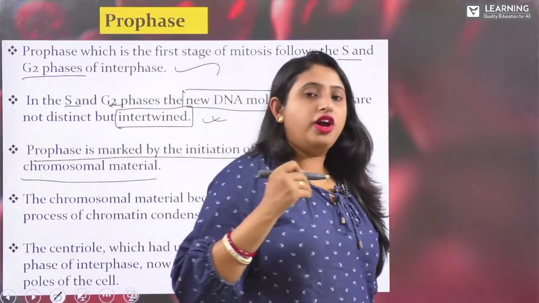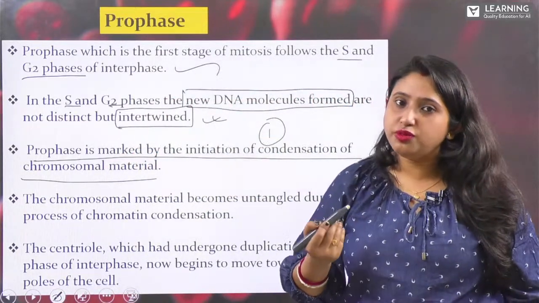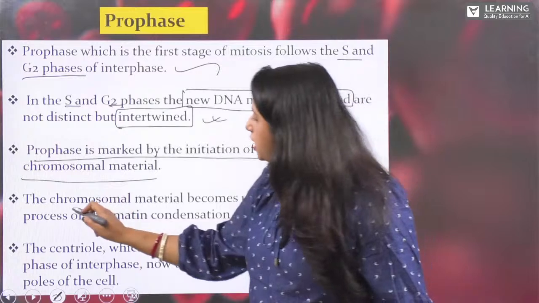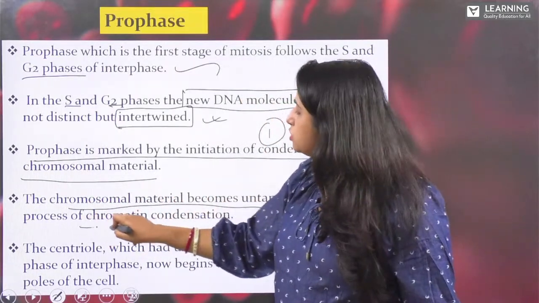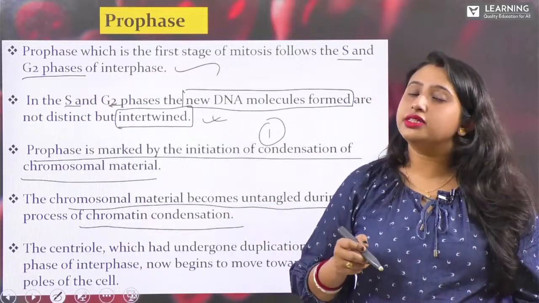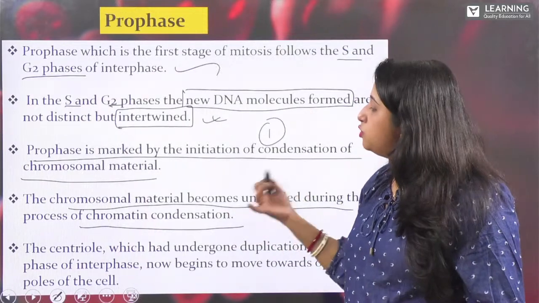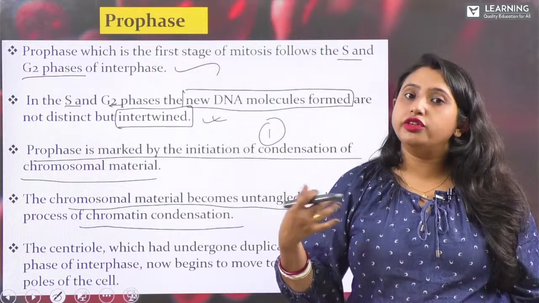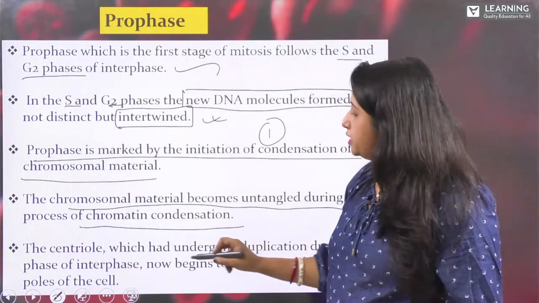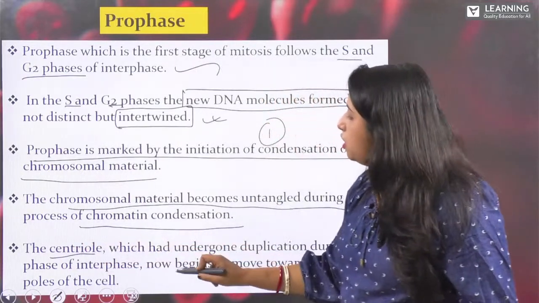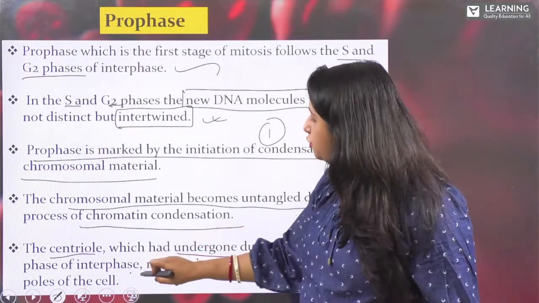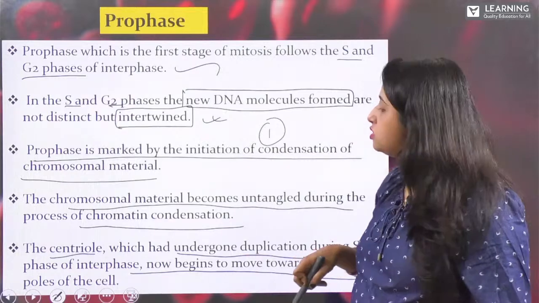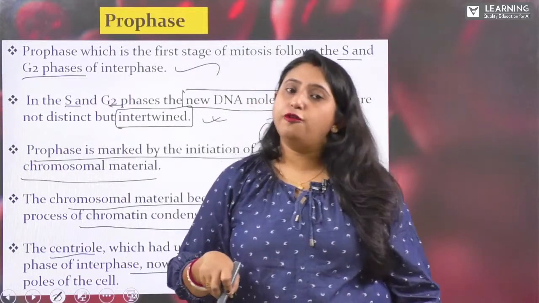So this is the first point: the condensation of chromosomes takes place in the prophase, and the chromosomal material becomes untangled during the process of chromatin condensation. The centriole, which had undergone duplication during S phase of interphase, now begins to move towards the opposite poles of the cell.